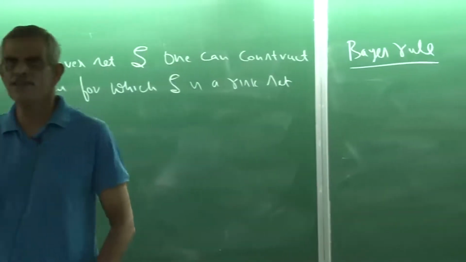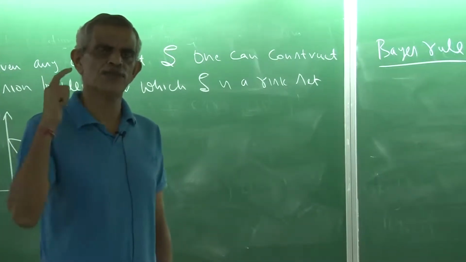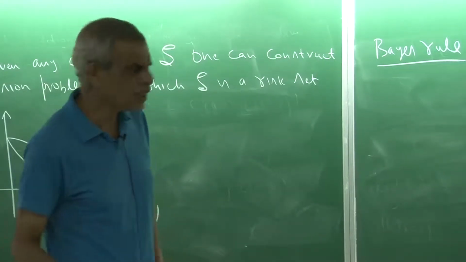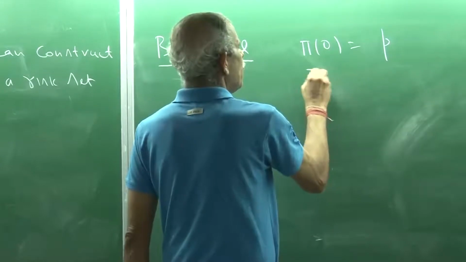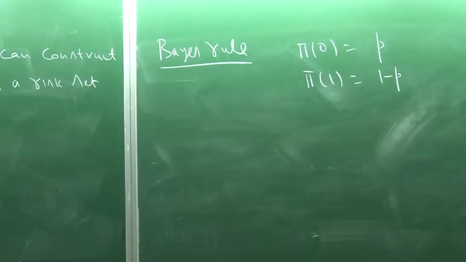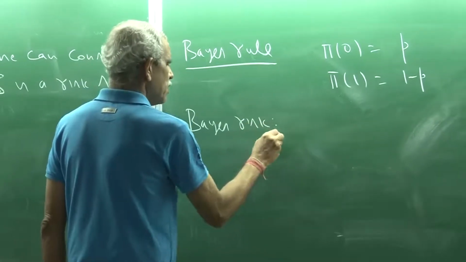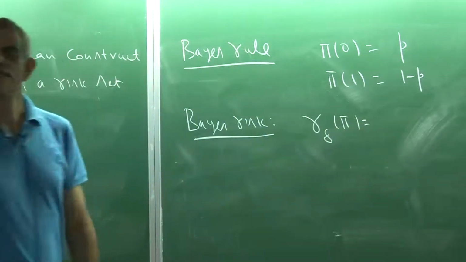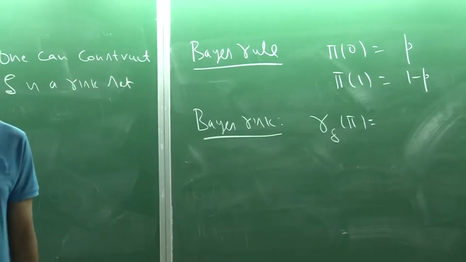Now for every Bayes rule, I need to have a prior distribution. Now here omega is only 0 or 1. So my prior distribution would be a discrete probability distribution whose support is only 0 or 1. So let me call this pi of 0 as p and pi of 1 as 1 minus p. So the Bayes risk of any estimator delta would be the classical risk, take its average.